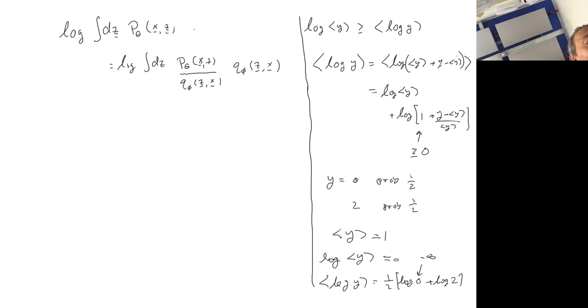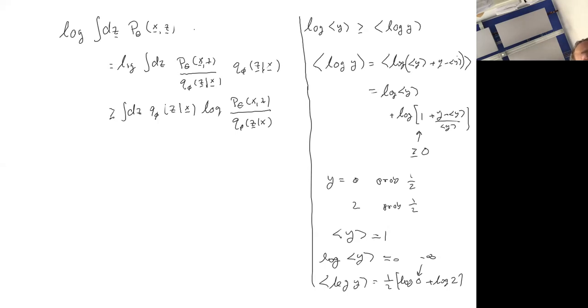So what this means is this is greater than or equal to the integral dz. This is the log of the average. The average of the log is the integral of q phi of z given x times log of p theta of x comma z over q phi of z given x. Okay.